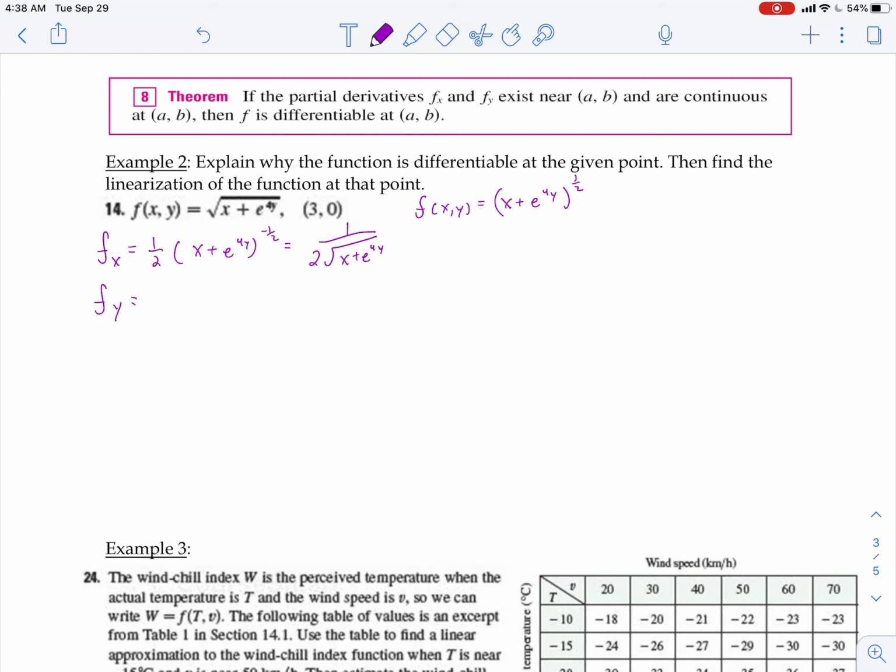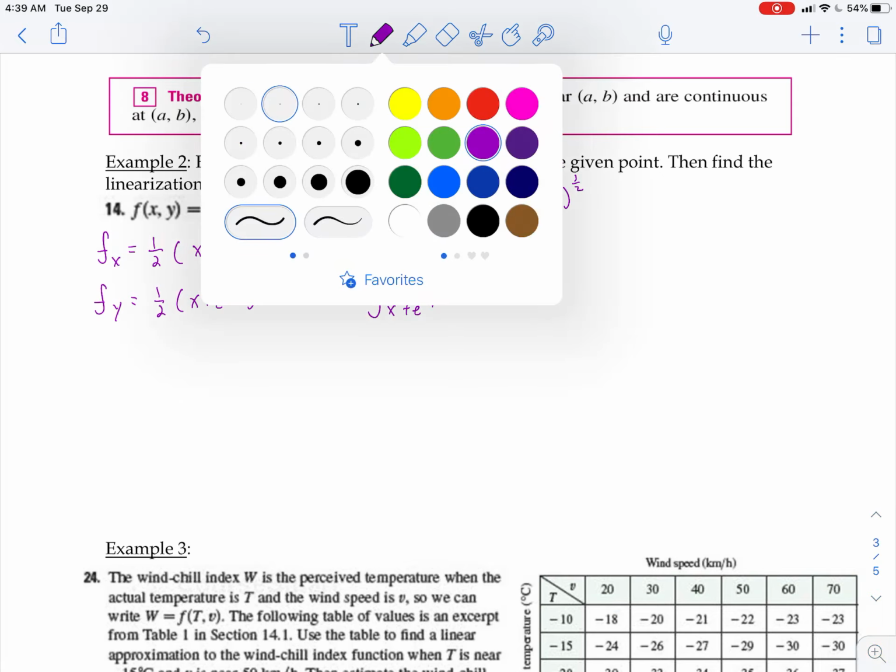All right. Now, here, I'll do the partial derivative with respect to y first, and then we're going to evaluate both. So the same thing, we take the partial derivative with respect to y. The first part stays the same, but now we can actually take the derivative of e^(4y), which is just 4e^(4y). Cleaning this up, half of 4 is 2, so 2e^(4y) over the radical of (x + e^(4y)).